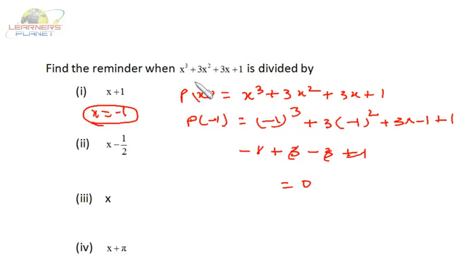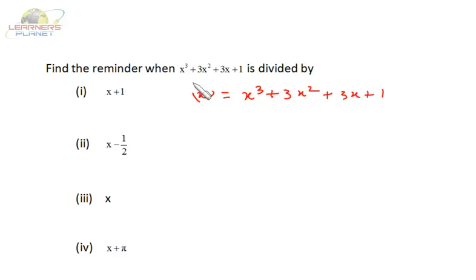That means if x cube plus 3x square plus 3x plus 1 is divided by x plus 1, the remainder is 0. And how are we getting the remainder by the short method? It's by remainder theorem. What we are doing in the remainder theorem is putting the value of x as minus 1 in this expression and getting the value, and this value is nothing but the remainder when this expression is divided by this. Okay, so I hope you are clear. Let's take the next example.